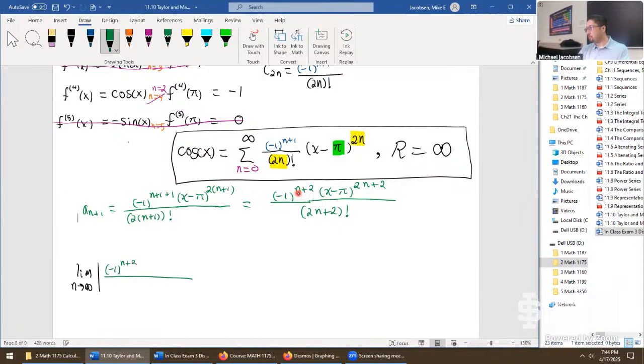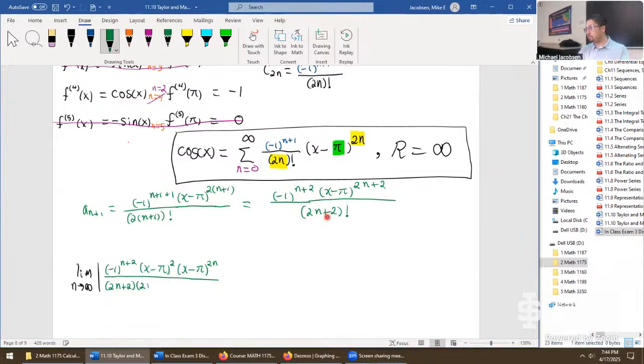Negative 1 to the power n plus 2. We're going to leave behind power 2 on x minus pi, because we're going to cancel with power 2n, eliminating everything else. So x minus pi to the power 2 times x minus pi to the power 2n. Then on the factoring for this one, we're going to cancel (2n) factorial into that. So we should rewrite 2n plus 2.